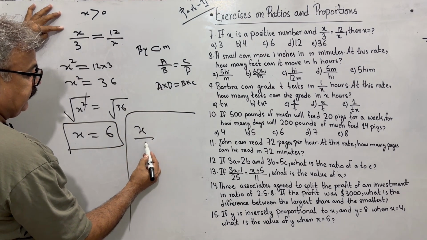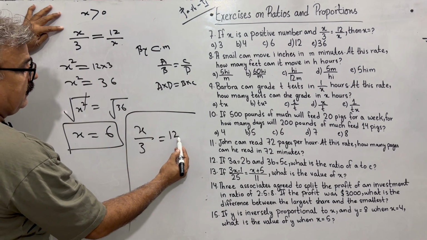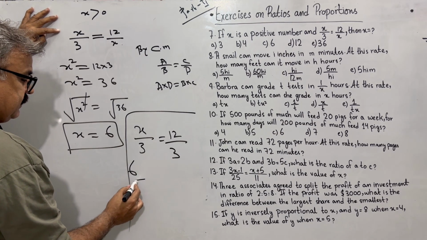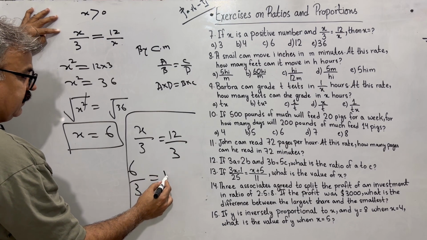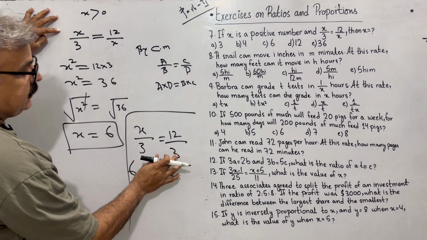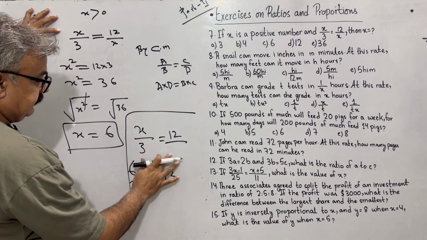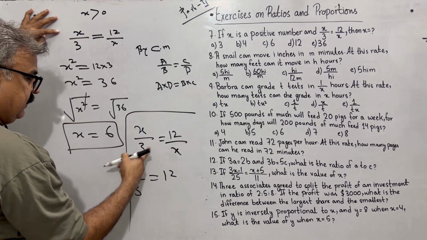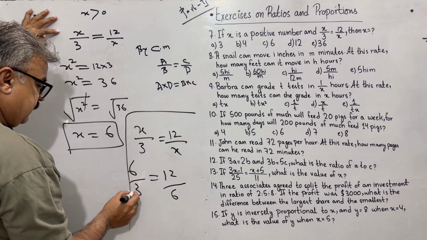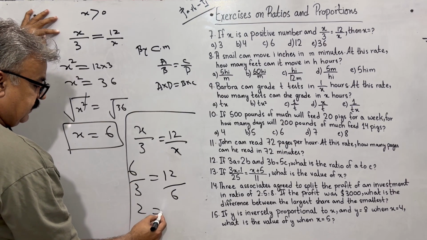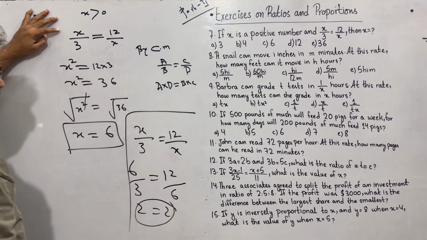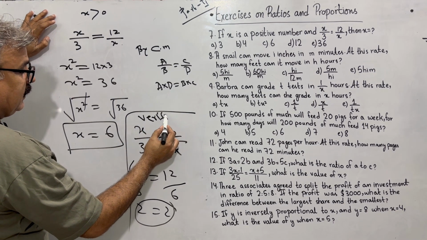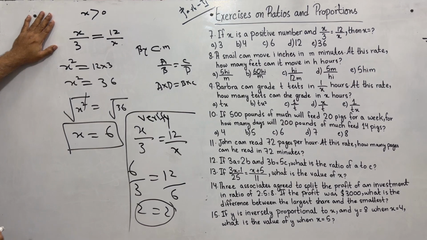We have solved, or one can verify. x over 3 is equal to 12 over x. x is 6, so put 6 here. 6 over 3 is equal to 12 over 6, since the value of x is 6. Applying the table, 6 over 3 is 2, and 12 over 6 is also 2. So whether you verify using the options, or you can directly solve for x.